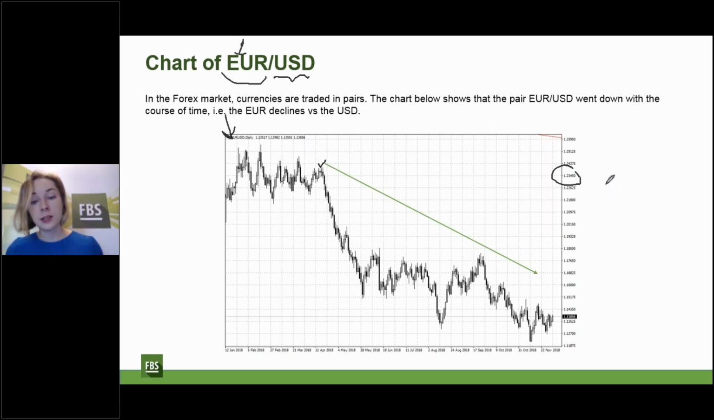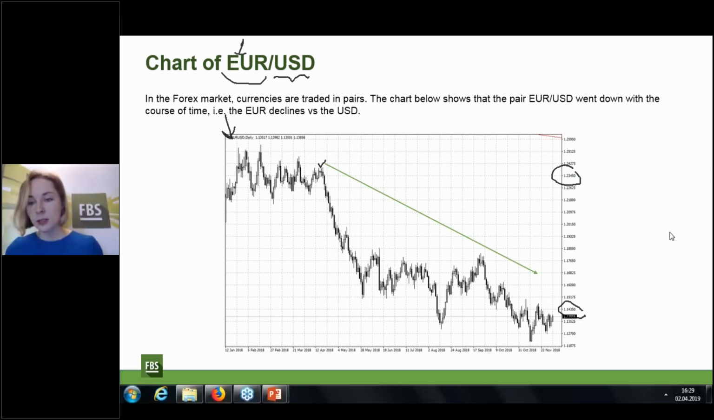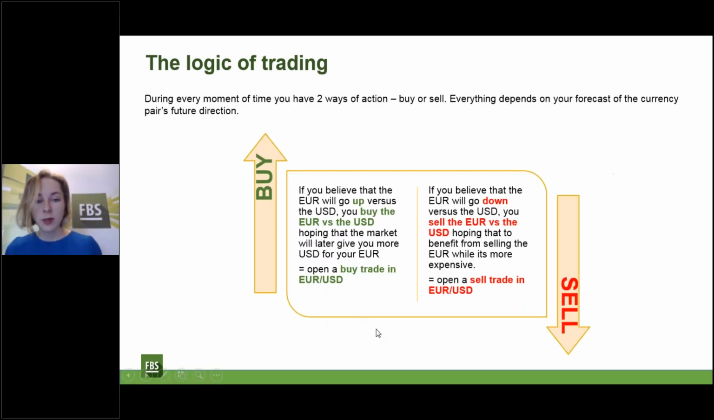So 1 euro cost 1.2345 US dollars. Then time passed, and 1 euro started to cost something like 1.1435. So the value of the euro in US dollars declined from 1.2345 to 1.1435, and that is reflected by the line on the chart, which has this downward bias. So we analyzed the charts of currency pairs, and this is how you should regard this situation.